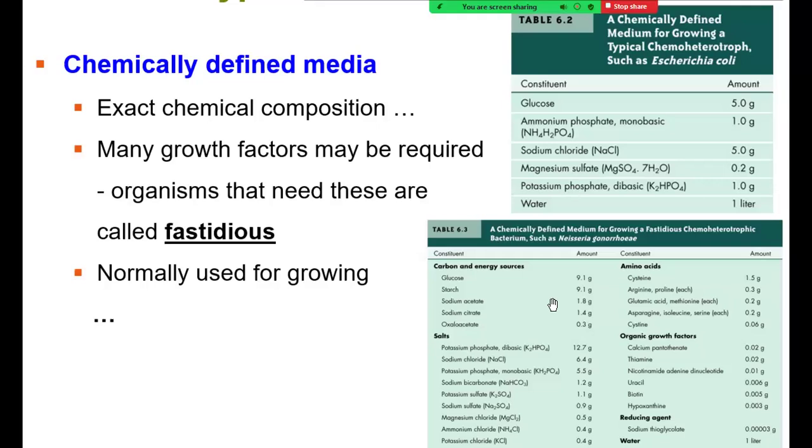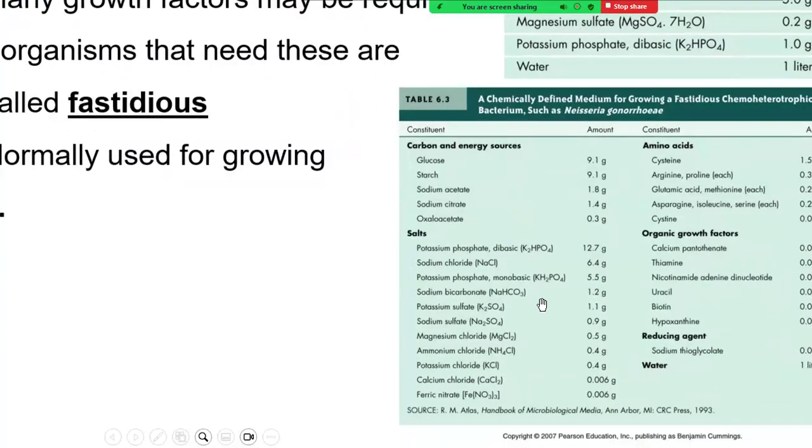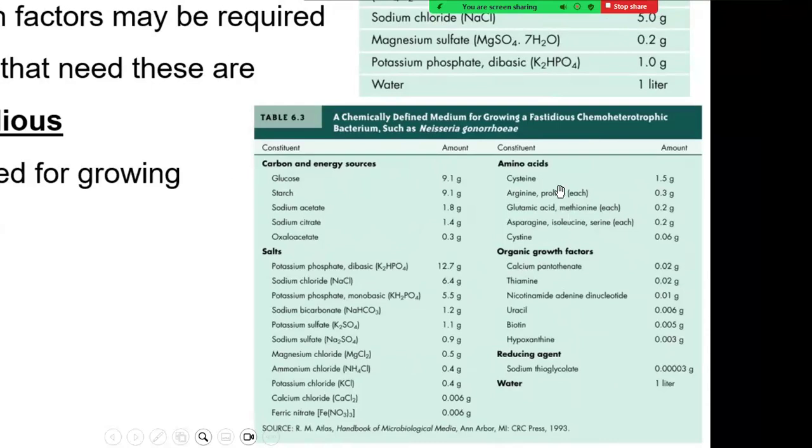And this would be a chemically defined media for a fastidious organism, which obviously has many more things added. These are kind of normal. But this is providing a carbon source, a sulfur source, more sulfur. I'm not sure why there are two different sulfur sources. Magnesium source, ammonia or nitrogen source, a potassium source, a calcium source, an iron source, as well as a nitrogen source. A source of cysteine, that's an amino acid, a source of arginine, glutamic acid, asparagine. Oh, sorry, two different amino acids. These are all amino acids that are supplied.